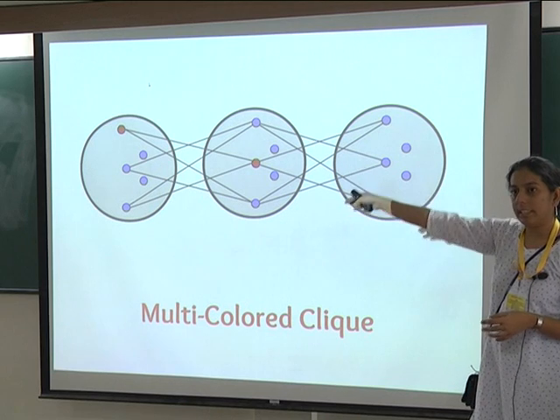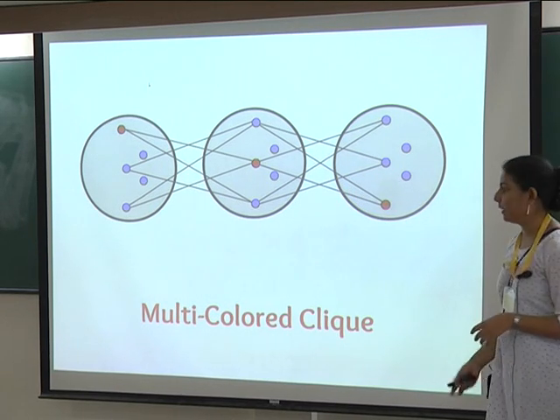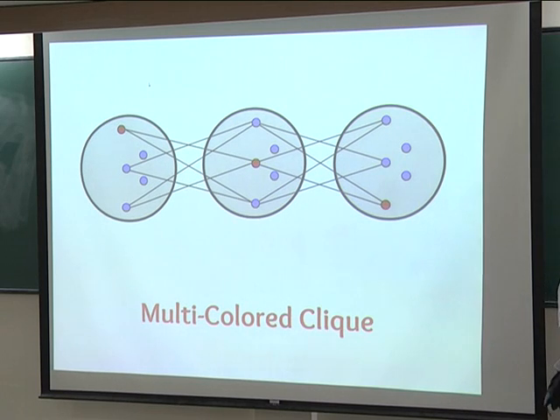But if you started with clique on regular graphs, then this guy would also be multicolored clique on regular graphs. So next, let's see why clique is hard on regular graphs. At this point, we'll just shift to the board.